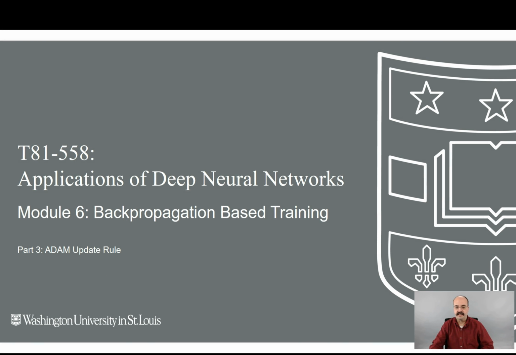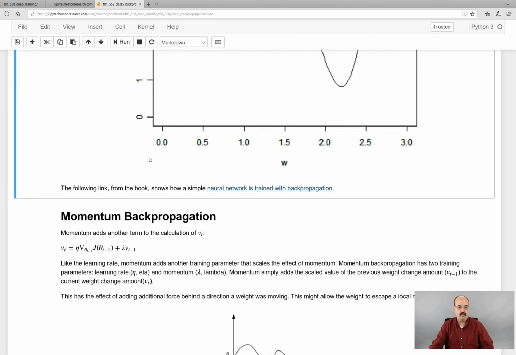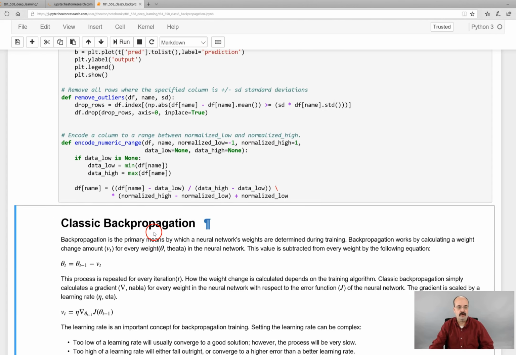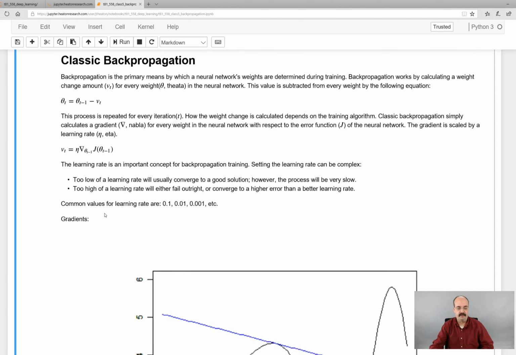This is Module 6, Backpropagation-Based Training, Part 3, the Adam Update Rule. So the Adam Update Rule, just like we talked about before with classic backpropagation, is just another way of calculating v to put into this weight update algorithm that we had before.